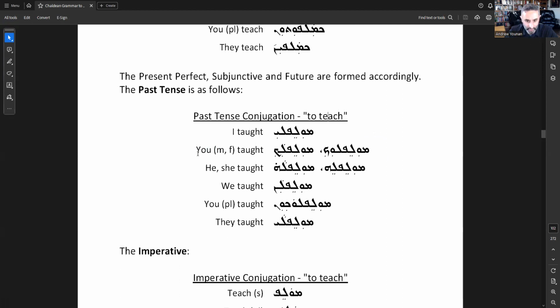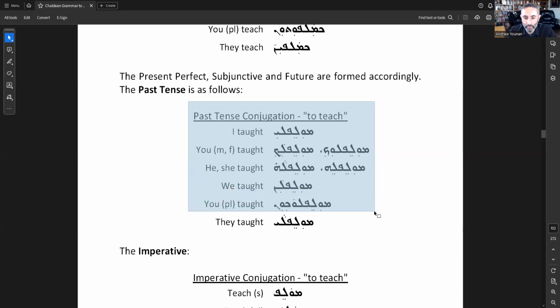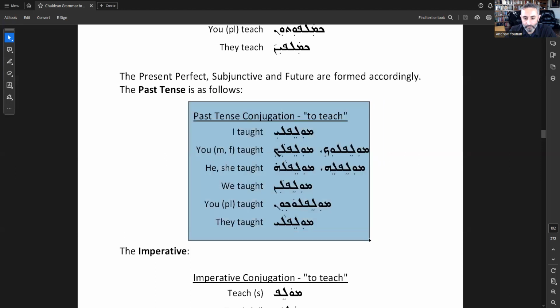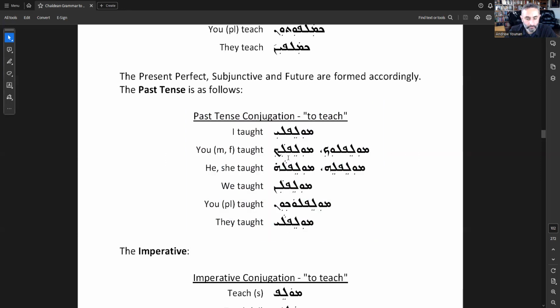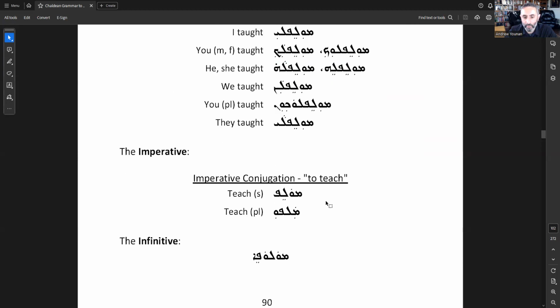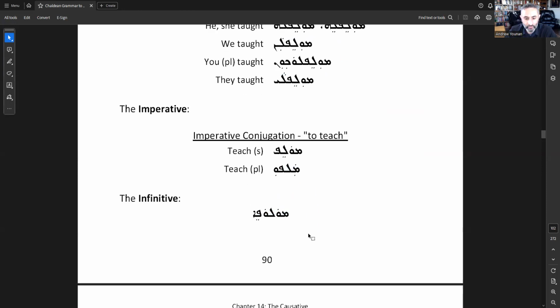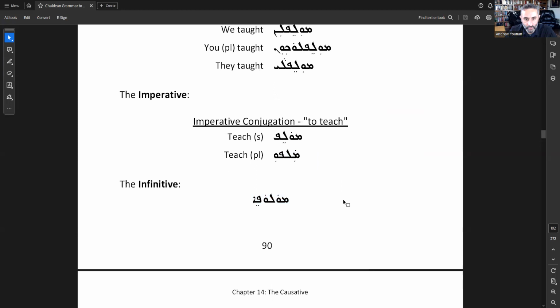So it's mulipli, I taught. Mulipluch, muliplach, muliple, mulipla, muliplan, muliplochun, muliplay. Okay, there's the past tense. The imperative, molip. I want to command somebody to teach. Molip. And then plural, melpu. There's a little bit of a vowel shift here. Molip, melpu. The infinitive, molope. Okay.